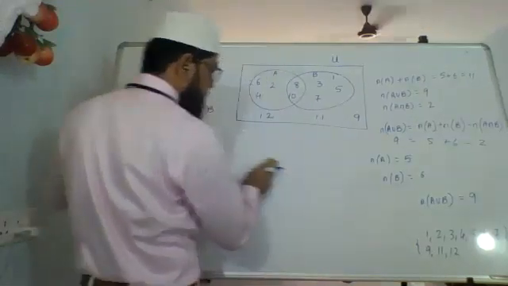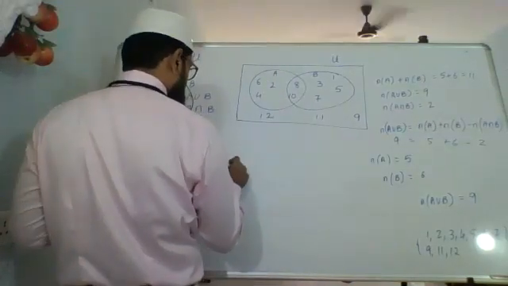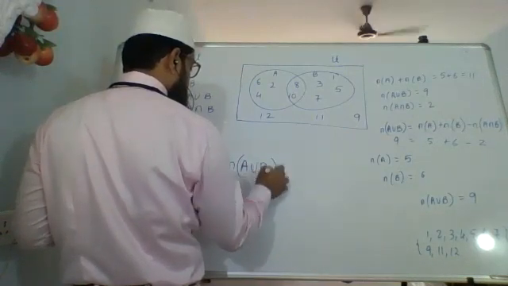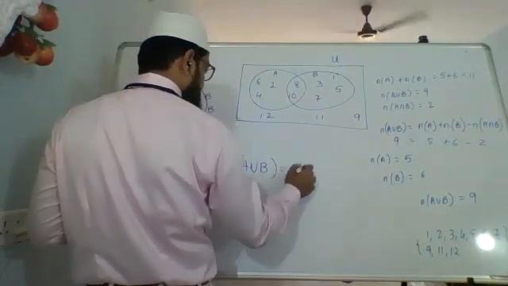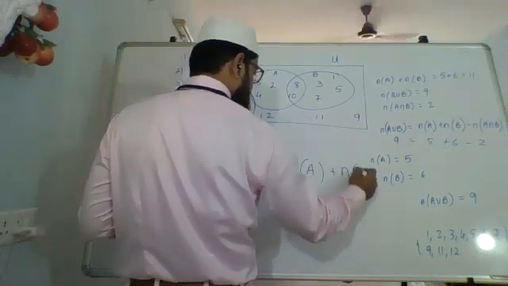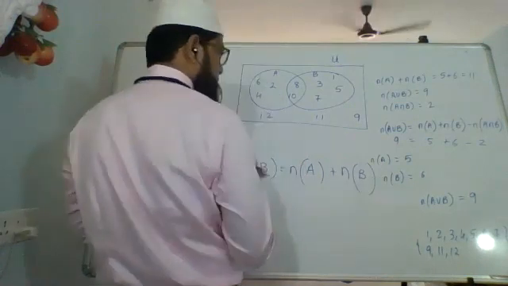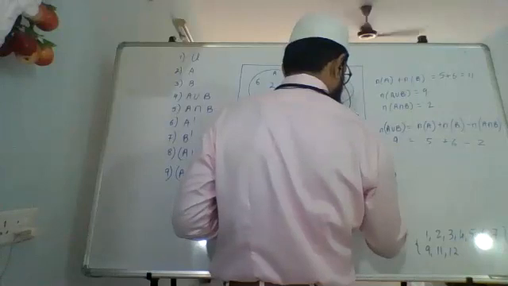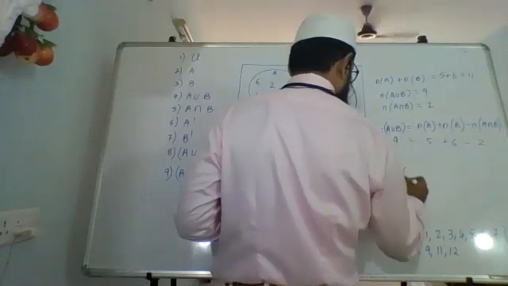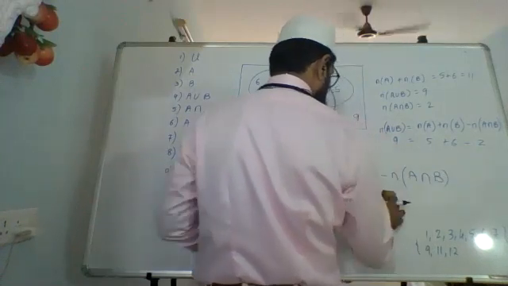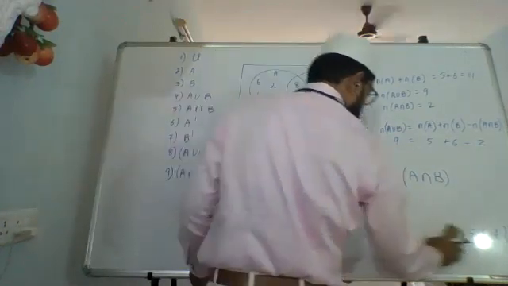Copy this formula. We will always use this. N of A union B equals N of A plus N of B, that is number of elements in A plus number of elements in B, minus number of elements in A intersection B.